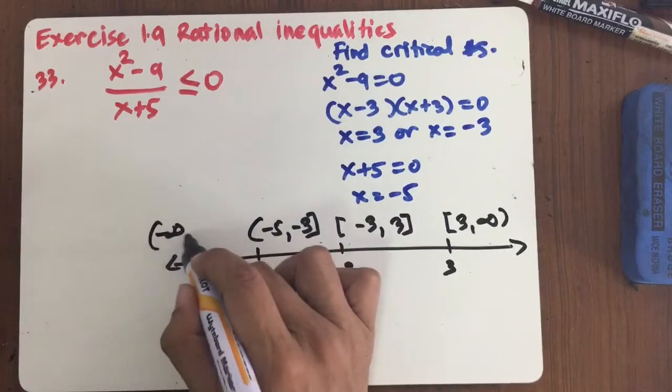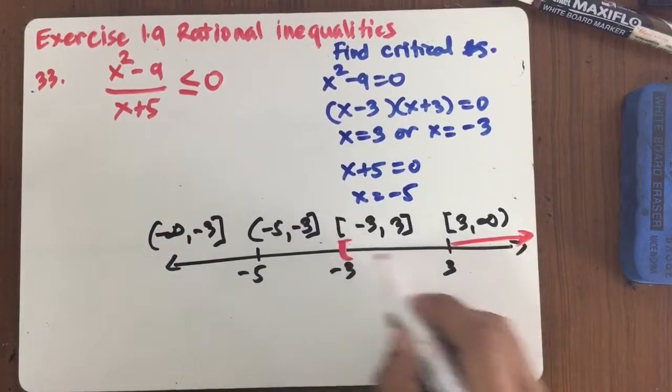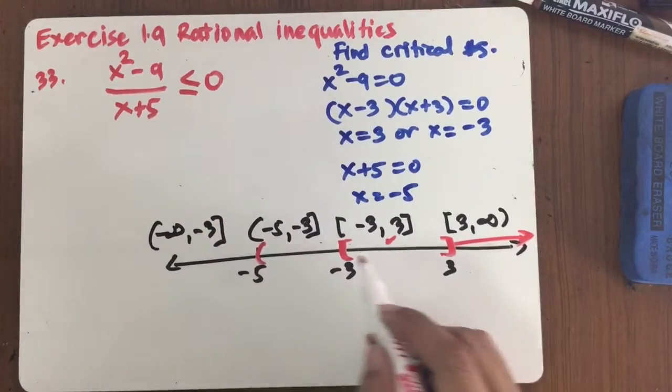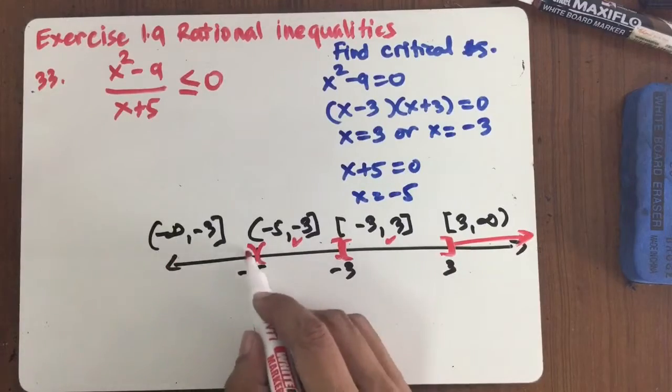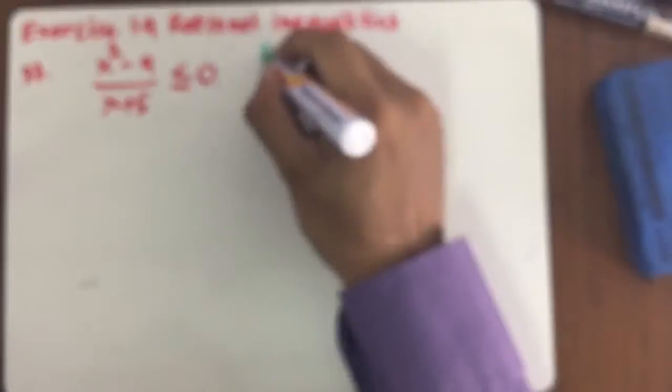Pay attention to our interval notation. So, there is a reason kung bakit tayo ay close sa negative 3 and 3. Because our rational function can be equal to 0, and there's a reason kung bakit tayo ay open sa negative 5. That's because our function is undefined when x is negative 5.